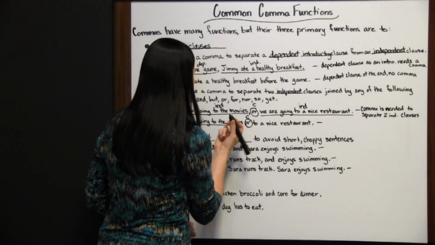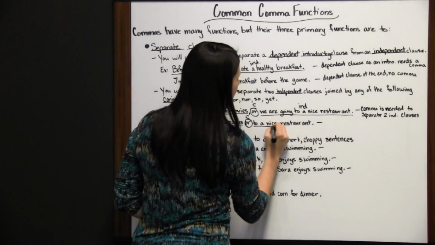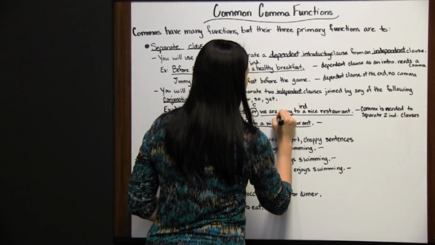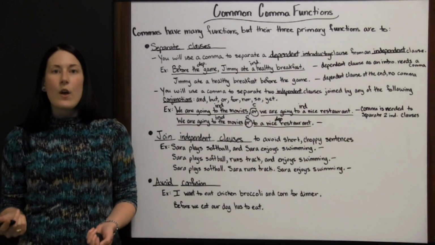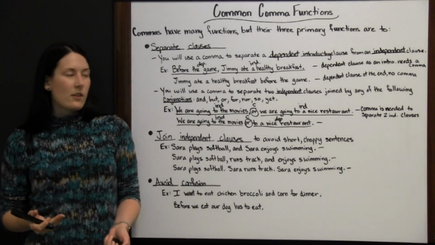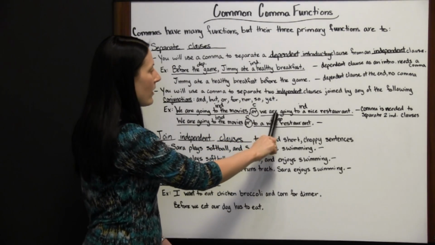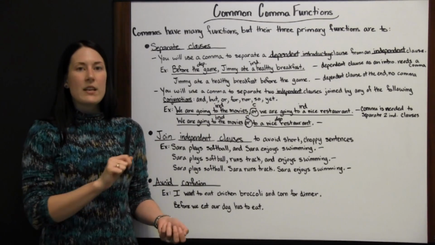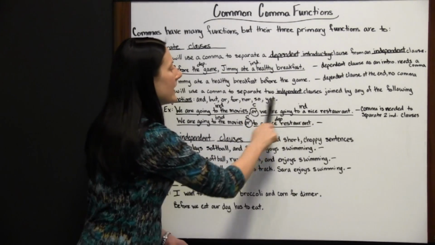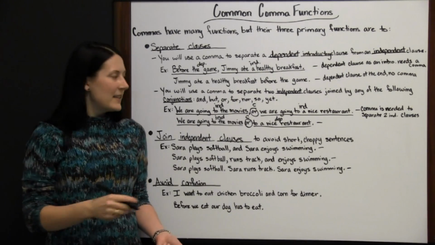We are going to the movies is an independent clause. To a nice restaurant is dependent. To a nice restaurant cannot stand by itself. We don't have a subject in that clause. In this version of the sentence, we had "we are going" still included. So we still had a subject and a verb, so this was a complete thought all by itself. So it was an independent clause. It could stand as a sentence.